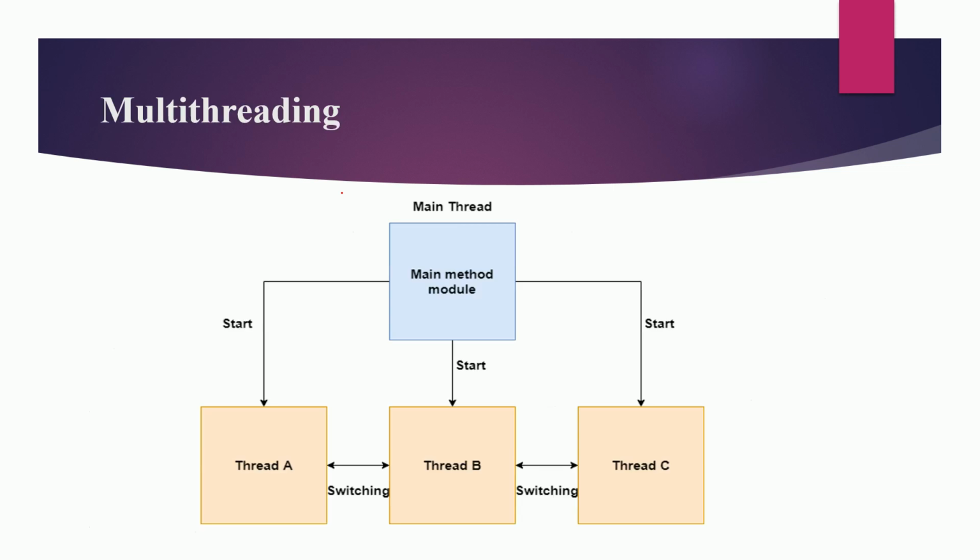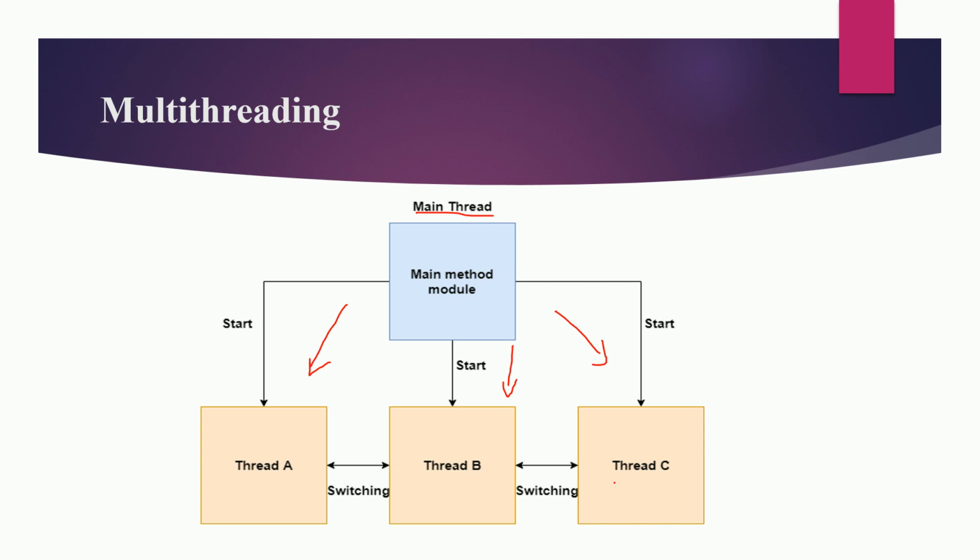Every Java program will have at least one thread that will help us in executing the program. So same way here, we have a main thread. So in multi-threading, this main thread will create several child threads. So here three threads are created, thread A, thread B and thread C. These threads will be executed independently and they will share the resources.